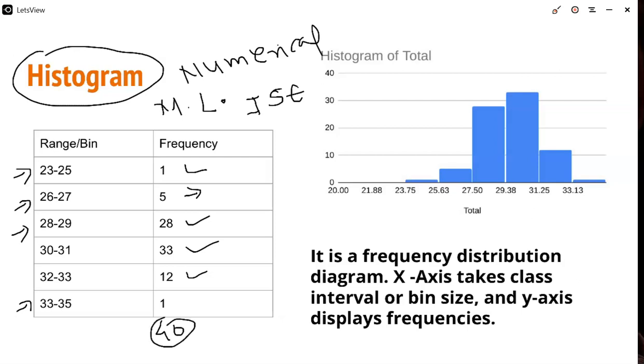So here the count is represented as a bar chart. See, in the range between 23.75 and 25.6, one student is present, then 5, then 28, then 33, and then 12. This way of representing is called a frequency chart or the histogram.